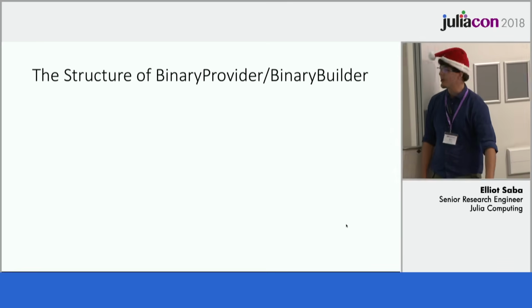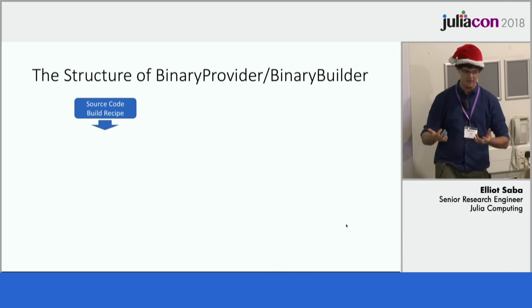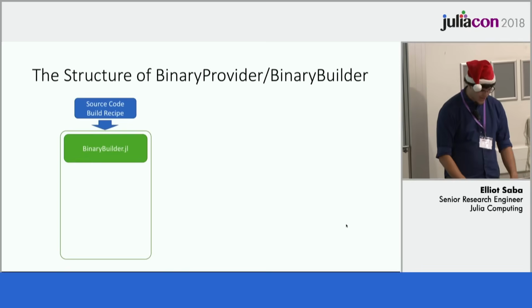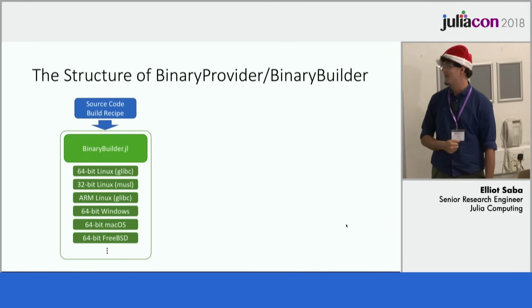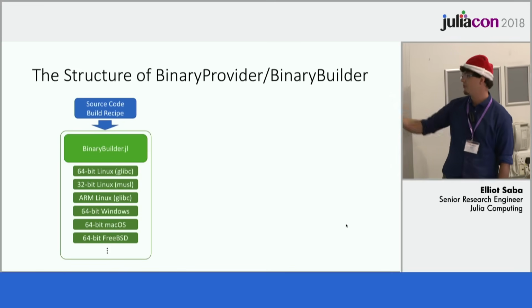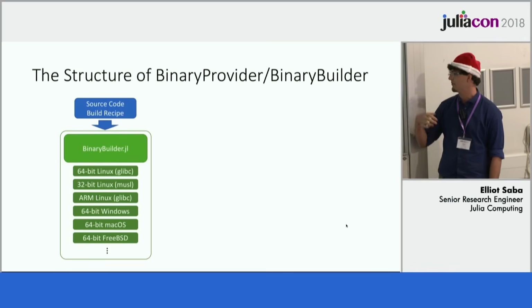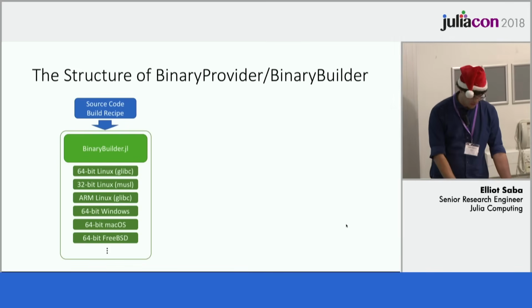So the structure of this is that we're going to start with some kind of source code, some kind of build recipe for that source code, and we're going to feed it to BinaryBuilder that has all of these what we call compiler shards that get swapped in and loaded in when you want to build for a certain platform. So I just showed you that we could build for 64-bit Linux or 64-bit Mac OS, but we've also got ARM Linux, we've got FreeBSD, all that good stuff.